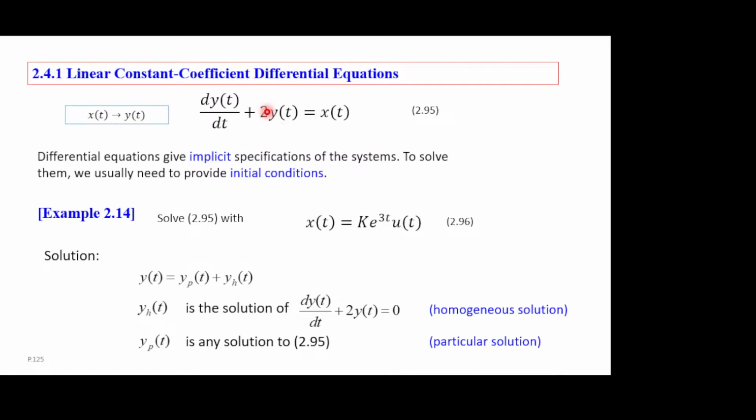Actually a unique solution for every x. Okay, so let's work through this example and see how the differential equation works. We want to solve this for a particular input. Let's say our input looks like this: x of t equals some constant k times the exponential part, e to the 3t, times u of t.